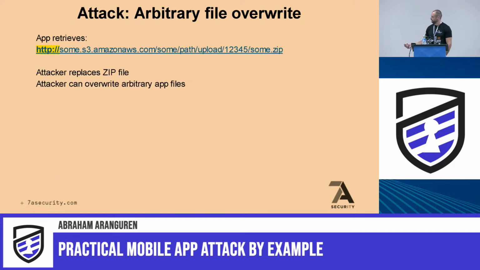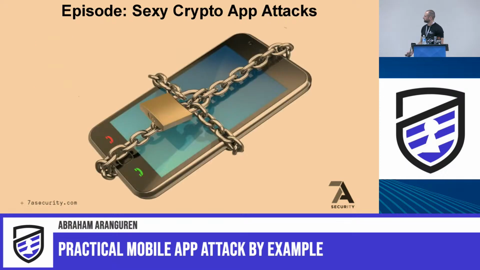So in this case, what was being done is that this zip file was being loaded from an S3 bucket over clear text HTTP. So an attacker who has man-in-the-middle capabilities, for example on open Wi-Fi, could replace the zip file, and then the attacker can overwrite arbitrary app files on the device, right?